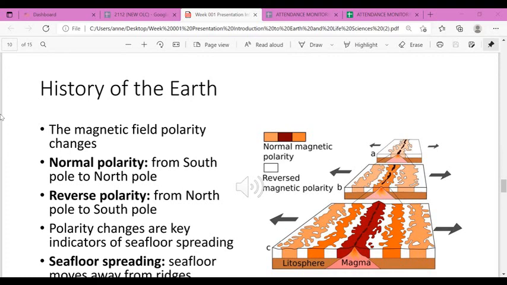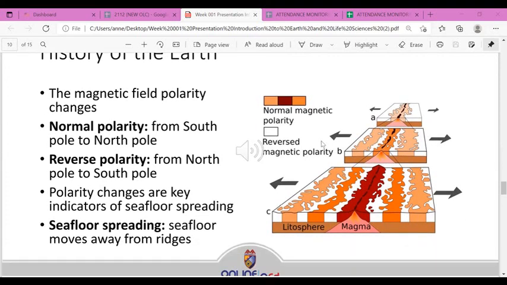Okay, so you can see here, meron tayong illustration. This one means normal magnetic polarity, and the white one is the reverse polarity. Okay, how do we analyze this illustration? The normal polarity is from south pole to north pole. The reverse polarity is from north to south pole.